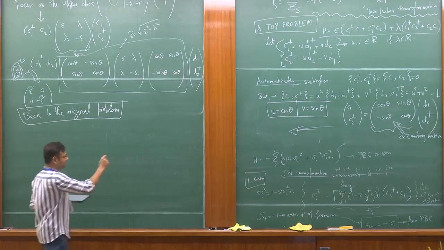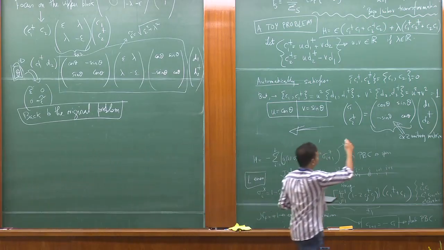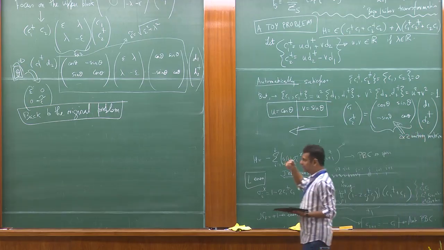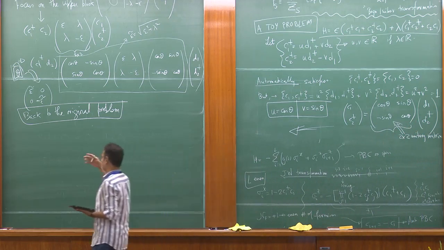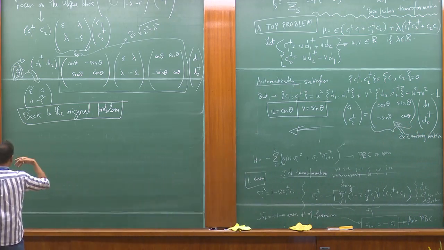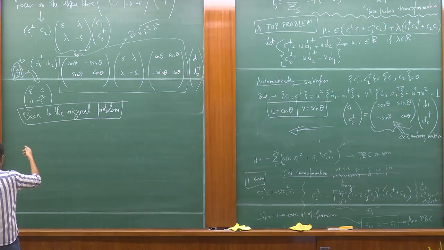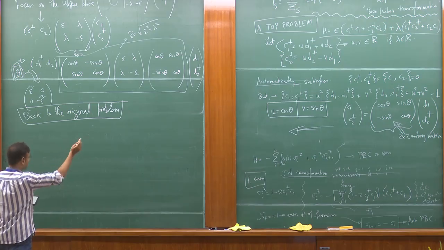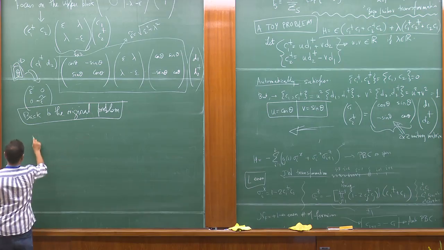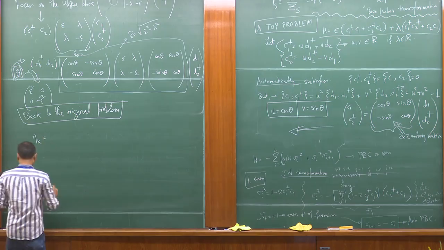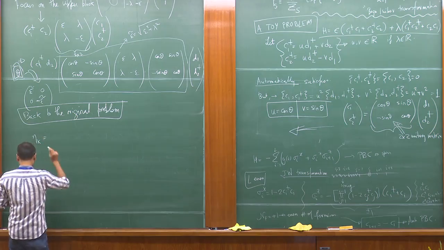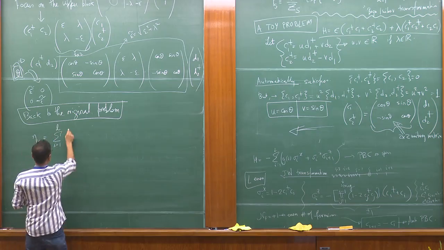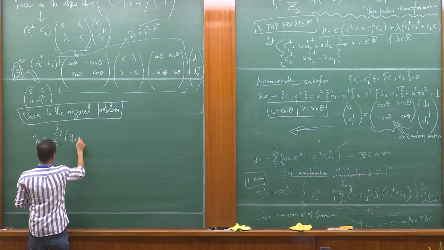So in the original problem, my original degrees of freedom were Ci and Ci dagger, and I want to go to some more convenient degrees of freedom, etas, let's say, and in those degrees of freedom, I want a diagonal form for this thing. Basically, this k is just an index, okay? It's not necessarily momentum. Basically, you can write the problem like this.